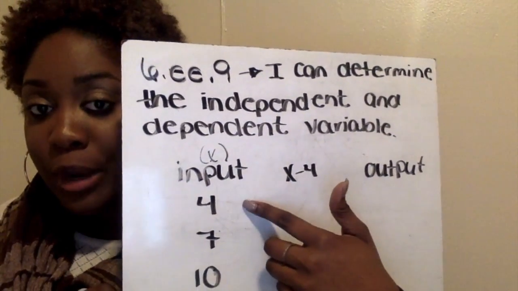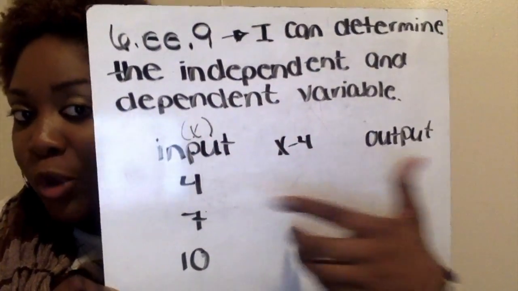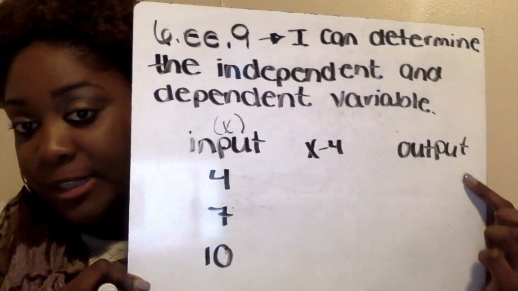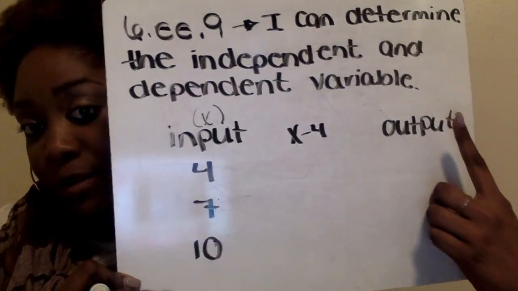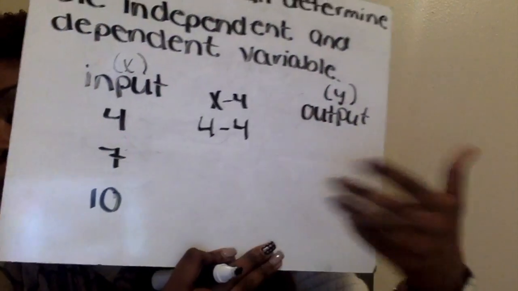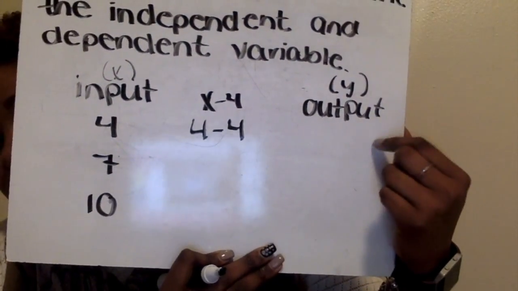Now, if my independent variable is called my input, and it's also my x, what in the world do you think this output is? Yep, you're right. It is your y and also your dependent variable. So, go ahead and complete the rules. For the first one, you're going to substitute this 4 into your rule, and you're going to do 4 minus 4. All I did was take this 4, plug it into my rule. I have 4 minus 4, and it's obviously going to give me 0.